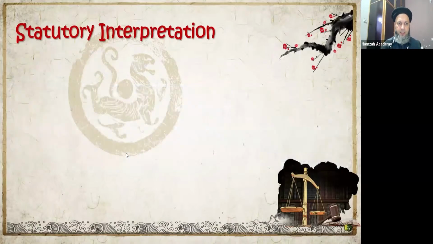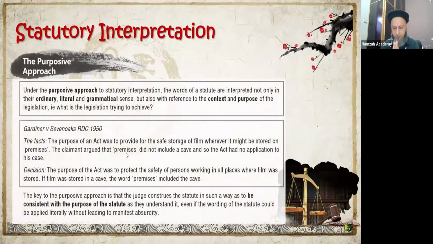Okay. The next is the purposive approach. And again, this is a broader extension of the mischief rule. Under the purposive approach to statutory interpretation, the words of the statute are interpreted not only in their ordinary literal and grammatical sense, but also with reference to the context and purpose of the legislation.